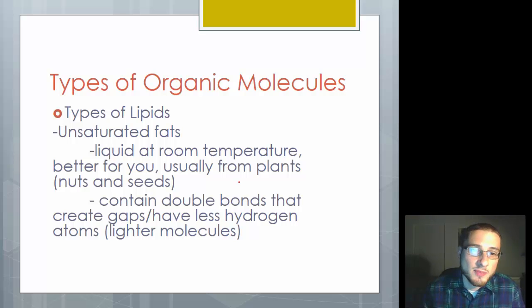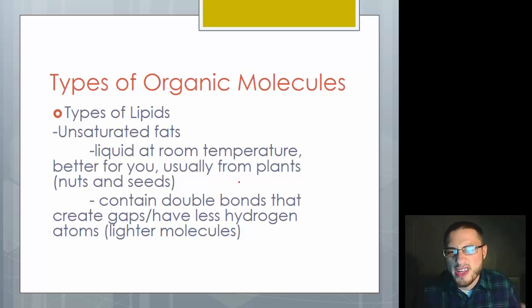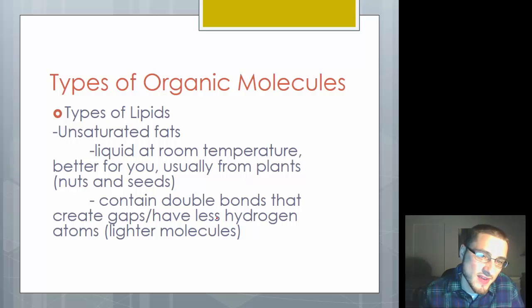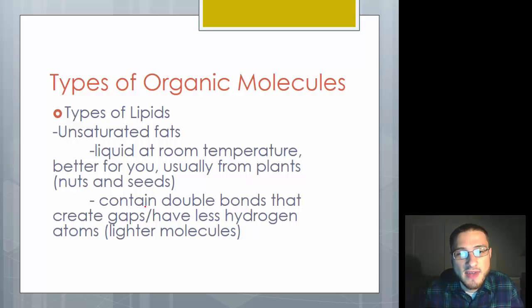So there's different types of lipids that you've heard. I'm sure you've heard about trans fats, saturated fats. Unsaturated fats, these are liquid at room temperature. They're better for you. So if you're going to take in fat, you want those unsaturated fats. They're usually from plants, nuts and seeds. They contain double bonds that create gaps. They have less hydrogen atoms. It's a lighter molecule is what I tell my students.